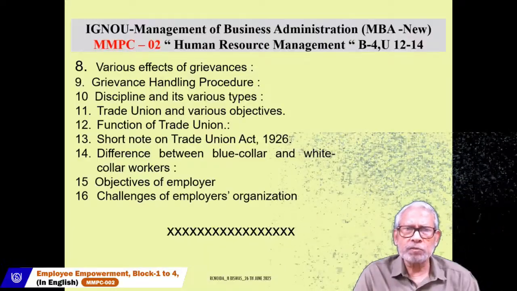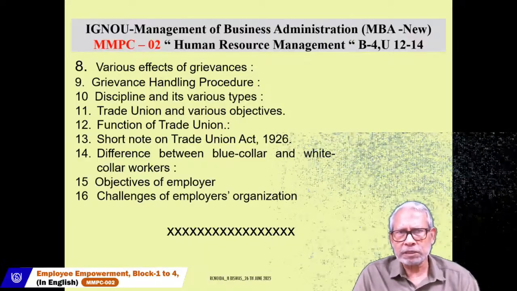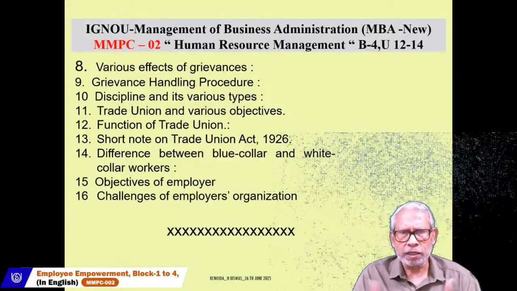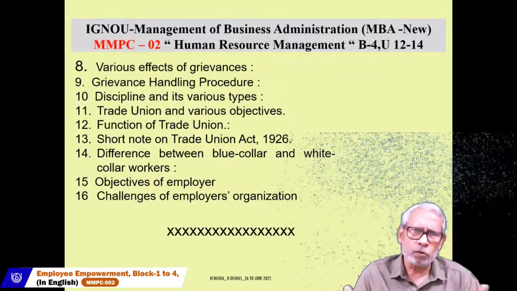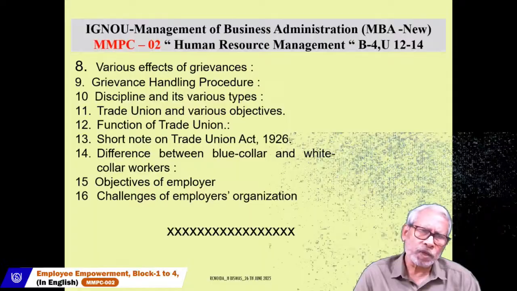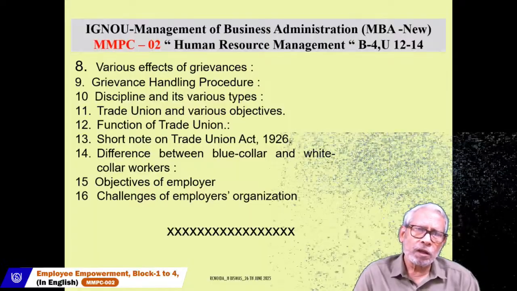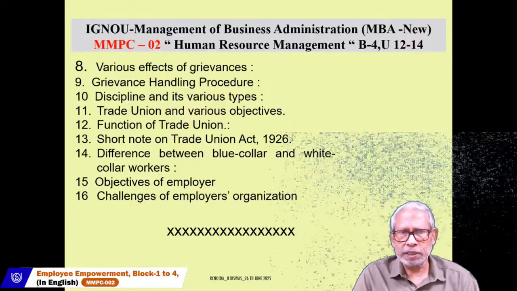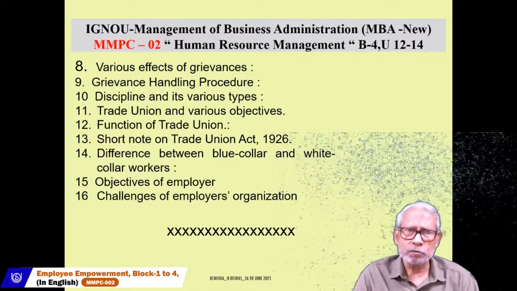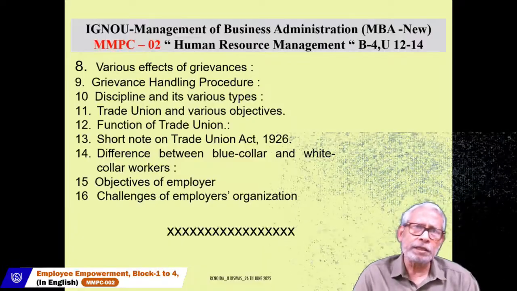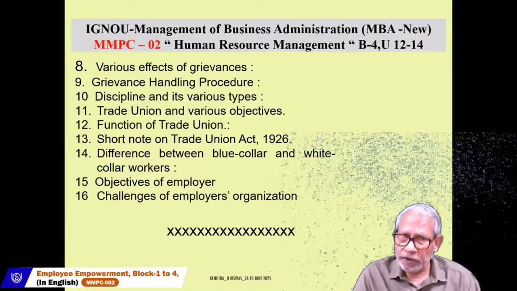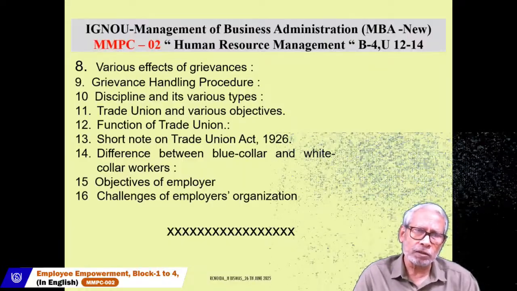There are some differences between blue-collar and white-collar workers. We should try to reduce those differences, so that everybody works together in a brotherhood way, ultimately focusing on productivity. Employers also should have some objectives. They should not create problems, and they should not favor any trade union or other party. They have to play fair and treat all sides fairly.